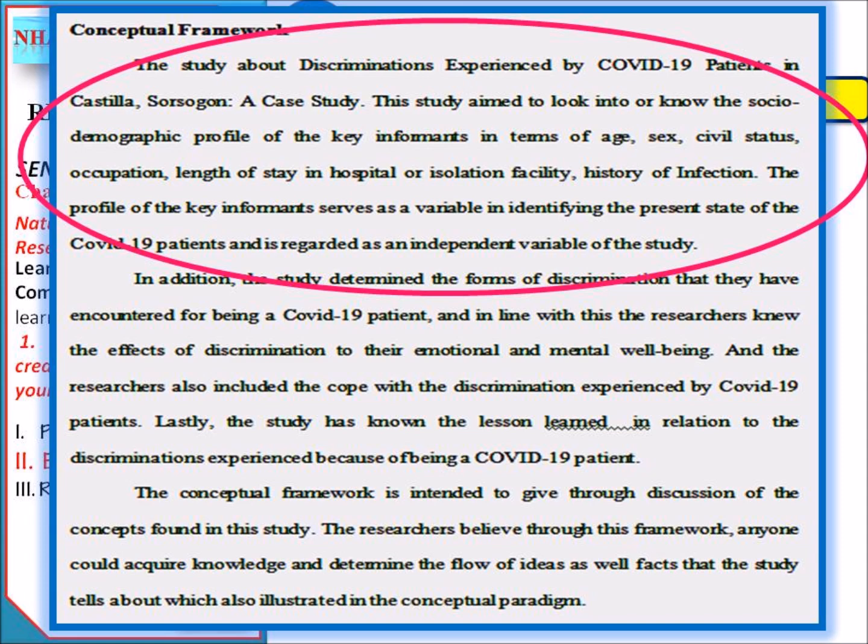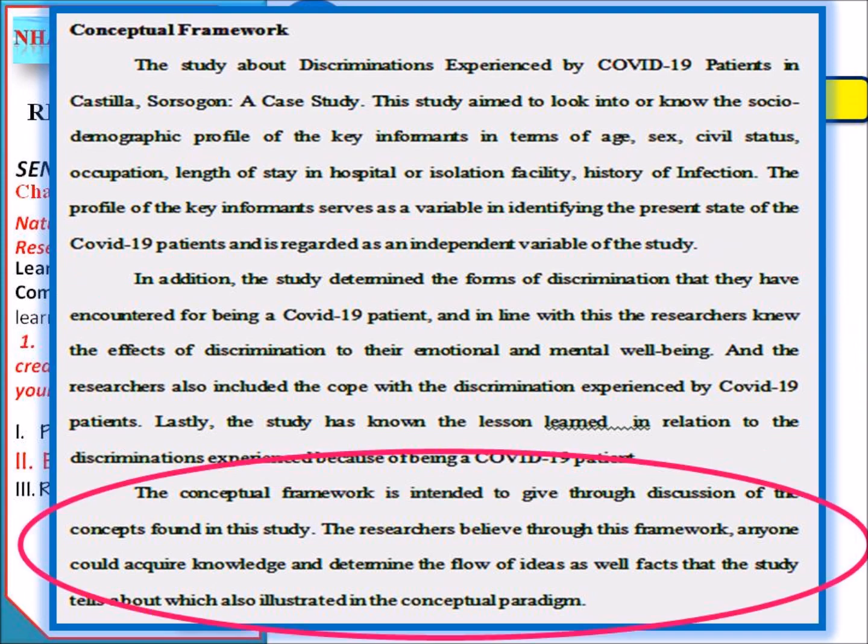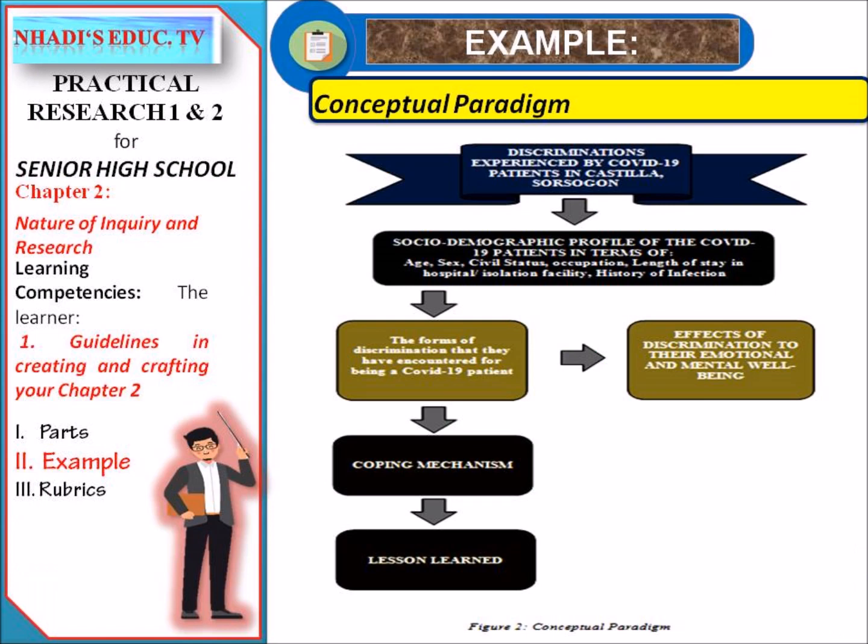It also explains the variables used and considered as their independent variable. On the second paragraph, they relate it to the second, third, fourth, and fifth SOP, meaning related to the statement of the problem. On their last paragraph, they show the flow of ideas and facts which the researchers wish to convey. Moving on to the next example for the conceptual paradigm.